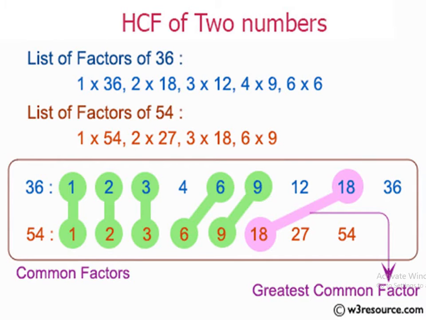For example, we need to take out the HCF of two numbers given, that is 36 and 54. So to take out the common factors, first we need to take out the factors. Children, as we have already discussed in the previous video about the properties of factors, that 1 and the number itself is the factor of itself, right?